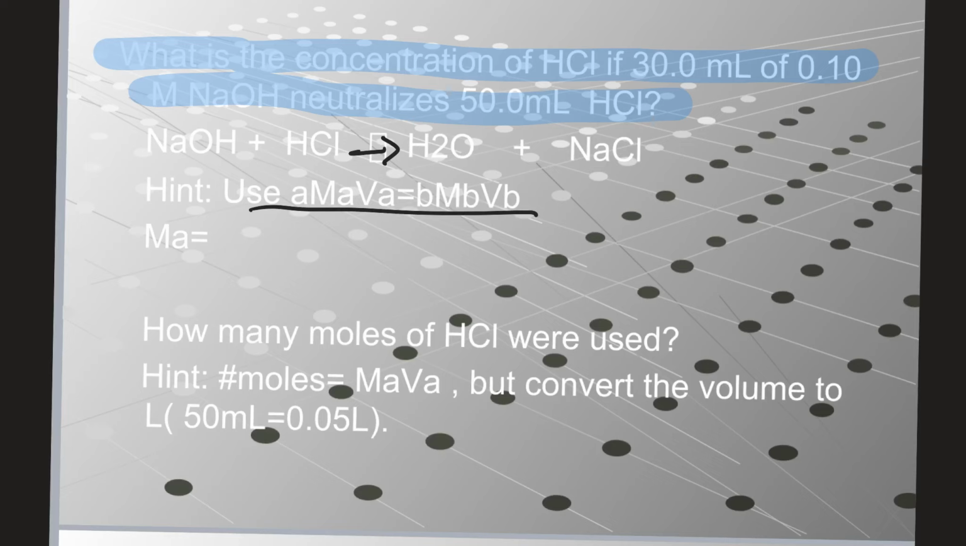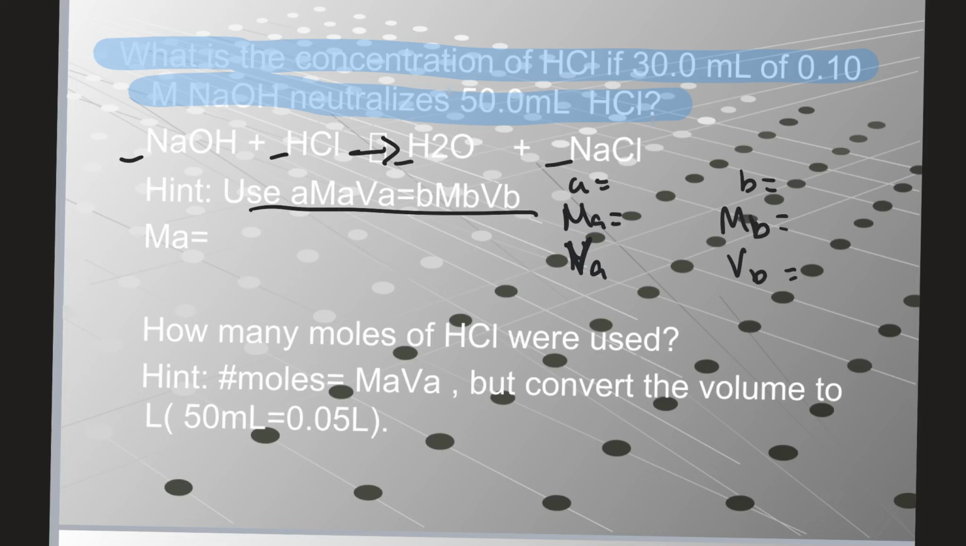What you're going to need to do is use MAVA equals BMBVB. Let's write out what we have. You need to make sure your equations are balanced. In this case, the equation is balanced. A represents your acid, and B always represents your base. So we want to figure out A, MA, VA, B, MB, VB.